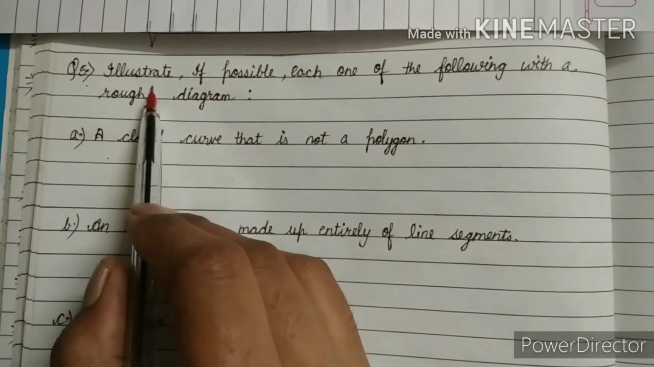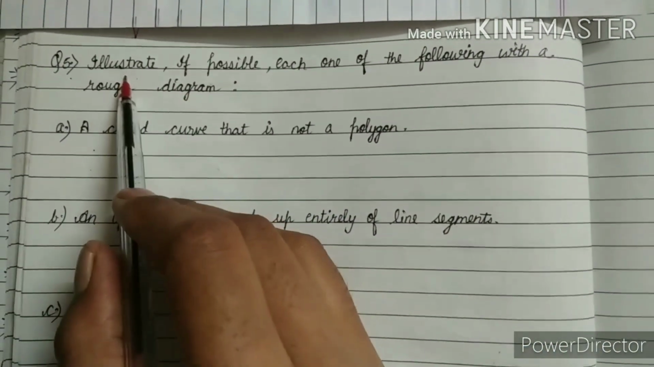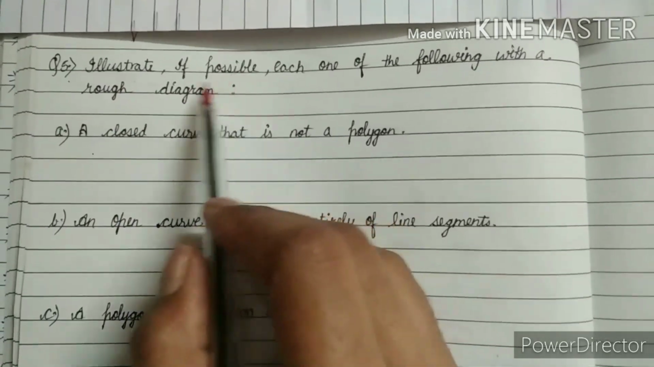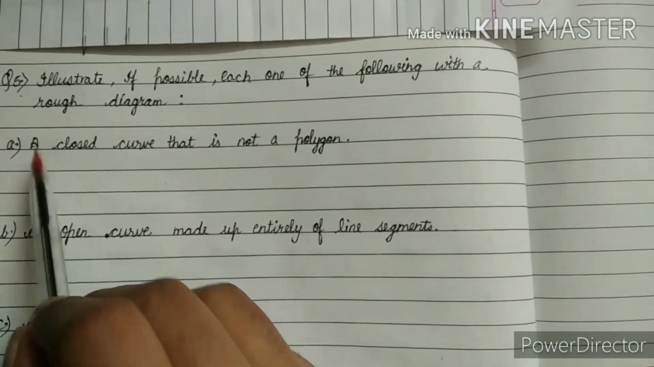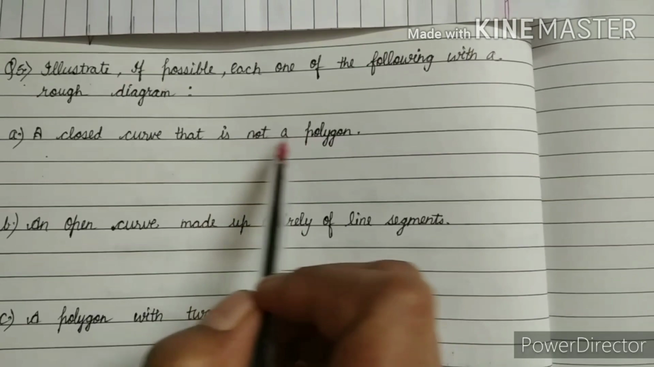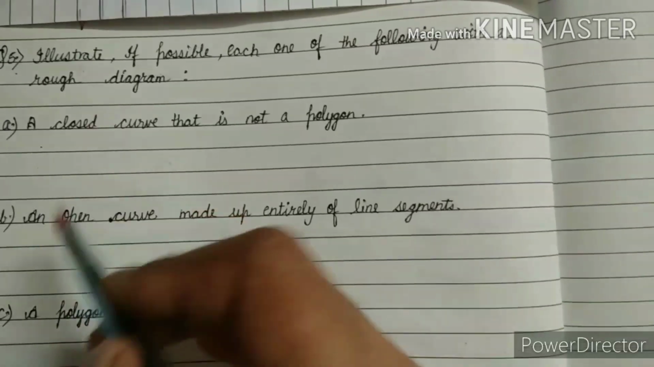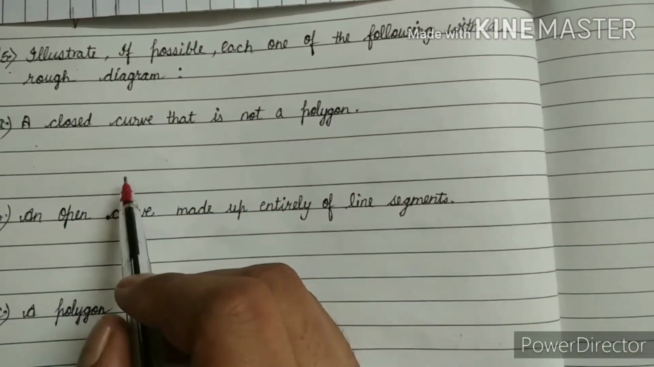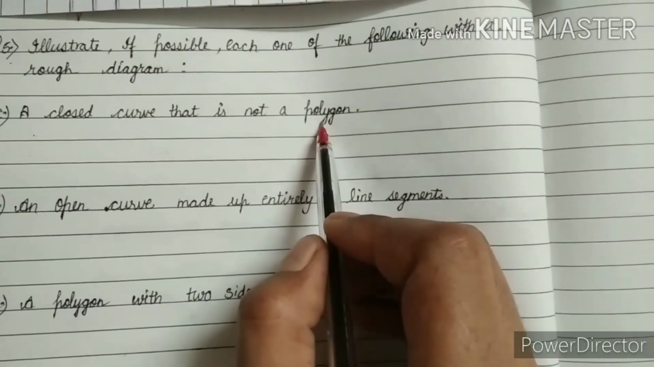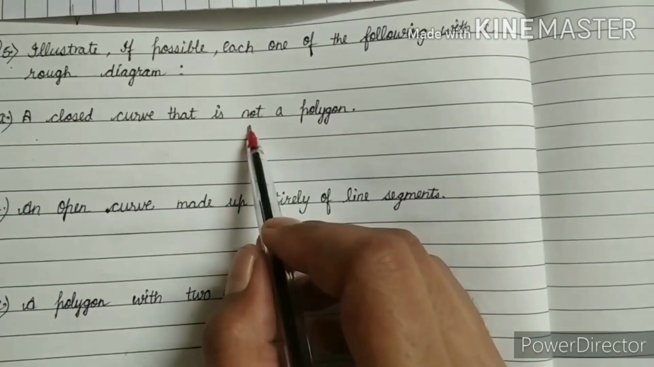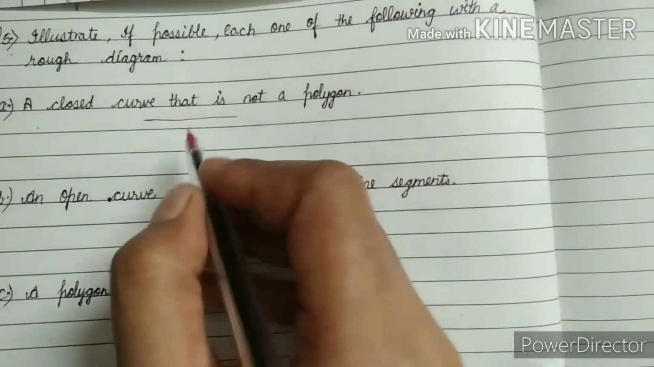Question number 5 is illustrate, if possible, each one of the following with a rough diagram. You have to explain if possible. If possible is there, then you have to draw the rough diagram. Okay, A, a closed curve that is not a polygon. It means we have to draw such a figure that has line segments and curved lines, because a polygon does not have curved lines. Polygon is completely made up of line segments, and they said not a polygon. So we have to draw the rough sketch. That's why I am drawing without using a scale.